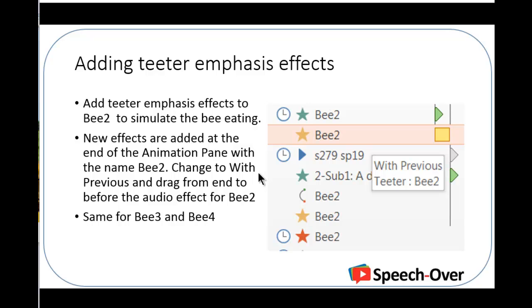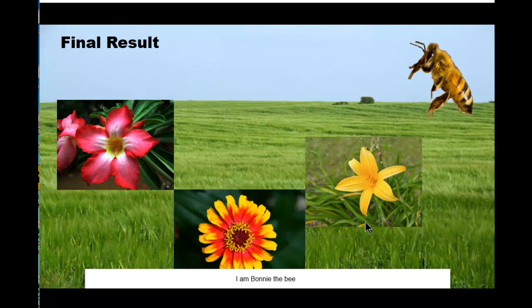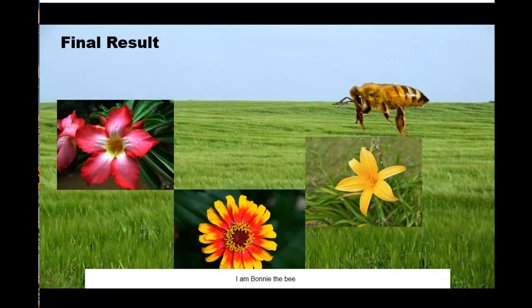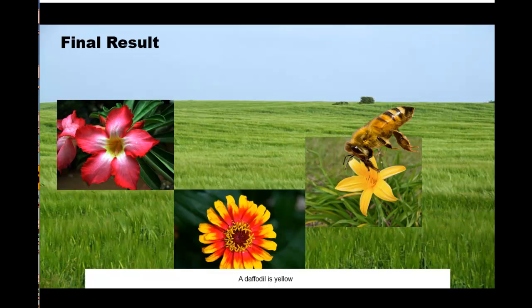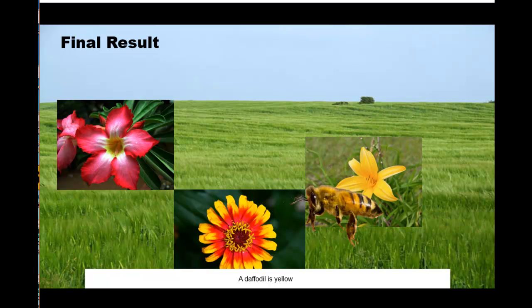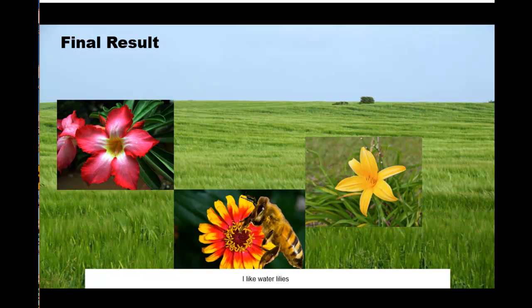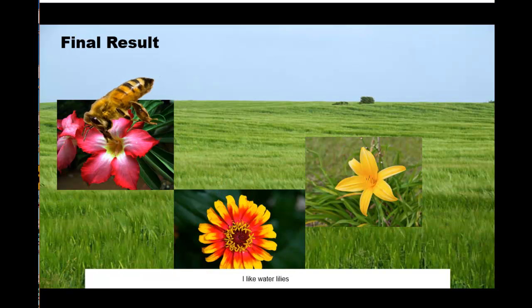Now let's see what the final animation looks like after we've added all of these effects. Here's the slideshow. I am Bonnie the bee. A daffodil is yellow. I like water lilies and love hibiscus.